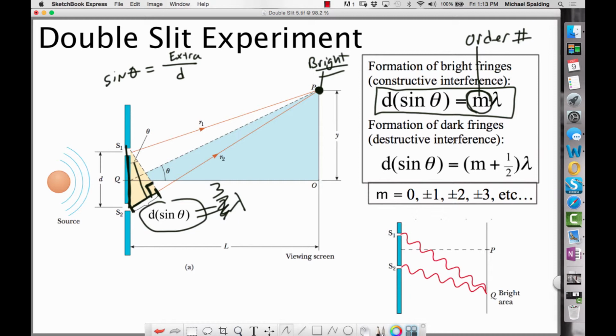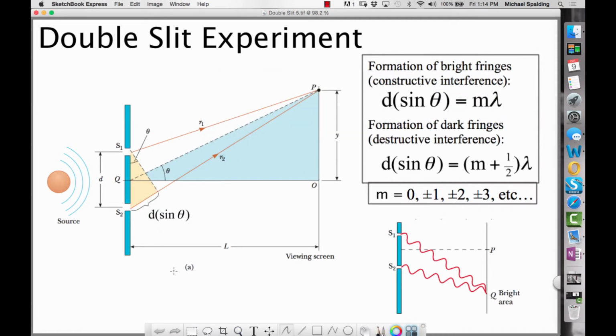Zeroth order, m could be 0. What would that indicate if m were 0? Where would we be focusing on the screen? If m is 0, then the path difference, the extra distance traveled, is also 0. So where on the screen would we be talking about there? The center point right here, because then the two rays are traveling the exact same distance. That's referred to as the 0th order, if you're smack in the middle between the slits. Okay?